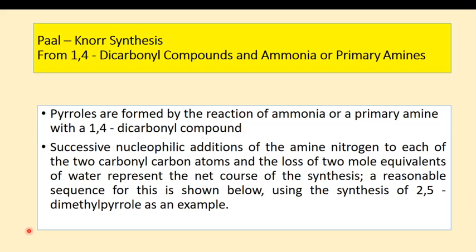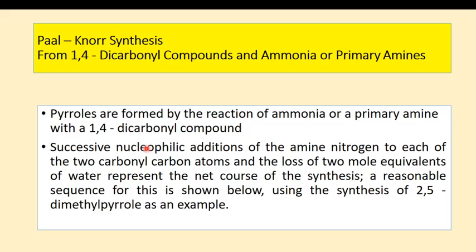Now the second reaction, that is Paal-Knorr synthesis. So this synthesis takes place from 1,4-dicarbonyl compounds and ammonia or primary amines. So these are the two very important starting compounds, which are a 1,4-dicarbonyl compound and ammonia or primary amines. Pyrroles are formed by the reaction of ammonia or a primary amine with a 1,4-dicarbonyl compound.